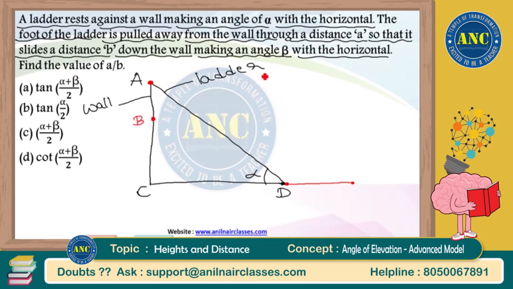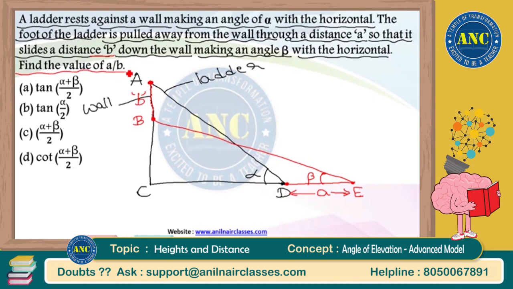And they have told something. The ladder is pulled away from the wall through a distance small a. That means this distance from D to E is represented as small a according to the question, so that it slides a distance small b down the wall. This AB is nothing but small b, making an angle of beta with the horizontal. This particular angle at E is given in the question as beta. Find the value of a by b. The value of a by b is what we need to find.